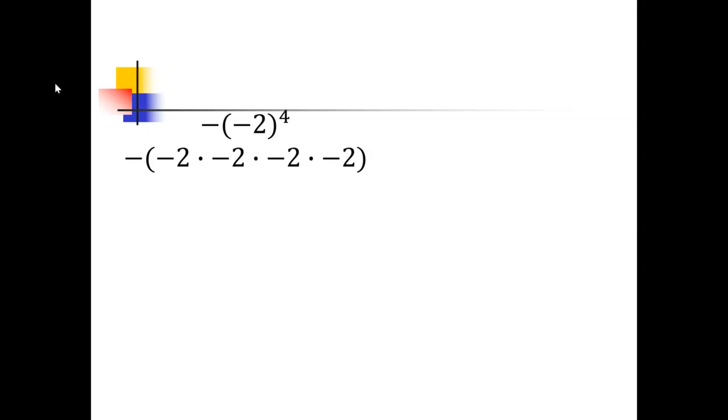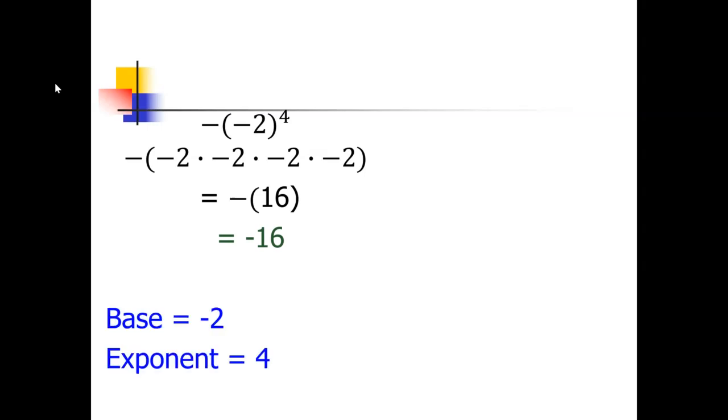So 2 times 2 is 4, 4 times 2 is 8, and 8 times 2 is 16. Inside the parenthesis, I will have positive 16. Now, because the negative sign is outside the parenthesis, with a negative and a positive, the final answer will turn into negative. So in this case, my base was -2 and my exponent is 4.